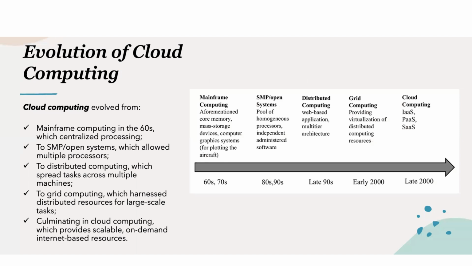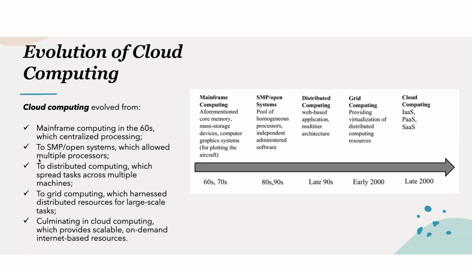So over here, it talks about how the cloud revolutionized things. What led to the cloud existing today started back in the 60s, where we had what we call mainframe computing, which had a centralized processing system for mass storage of data and other information like that. Then gradually, as time moved on, the world moved into what we call SMP open systems, for multiple processors. This is where you have many pools of processors working interdependently to help companies manage different administration software.